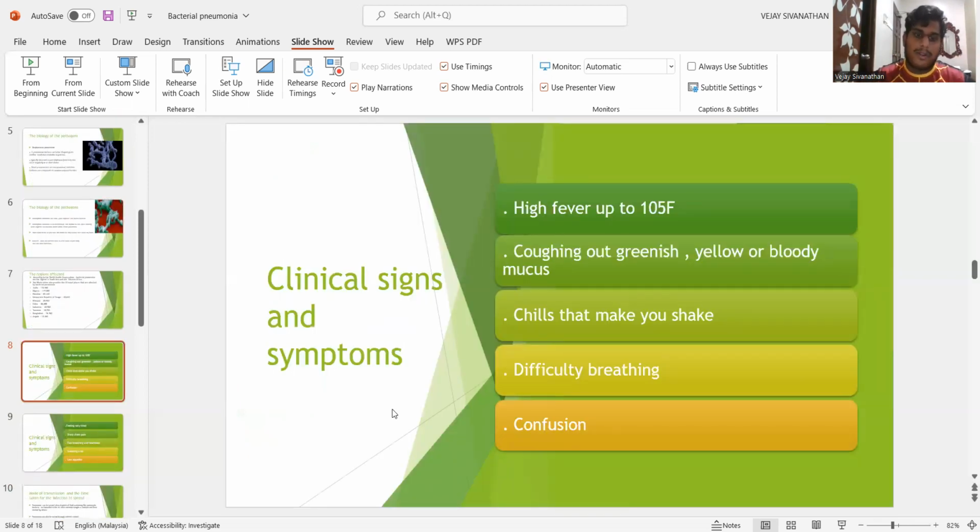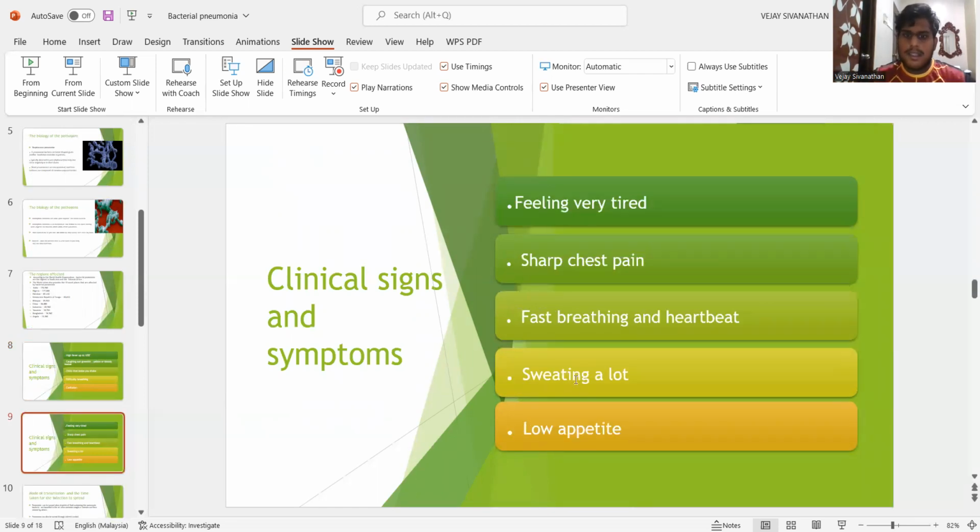Following that, now I'll move on to talk about the clinical signs and symptoms of bacterial pneumonia. The first clinical sign and symptom is high fever of up to 105 Fahrenheit. They'll be coughing out greenish yellow or bloody mucus. Next, they'll also have chills that make them shake. They'll have difficulty breathing and also confusion.